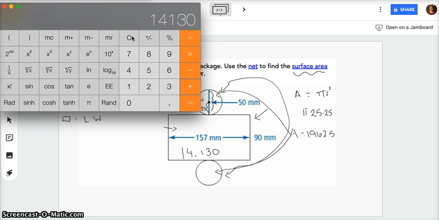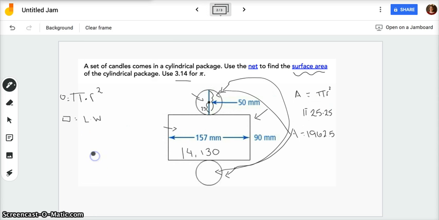14,130 plus 1,962.5 gives us a total of 18,000. Don't be alarmed if you get large numbers when you're doing surface area.